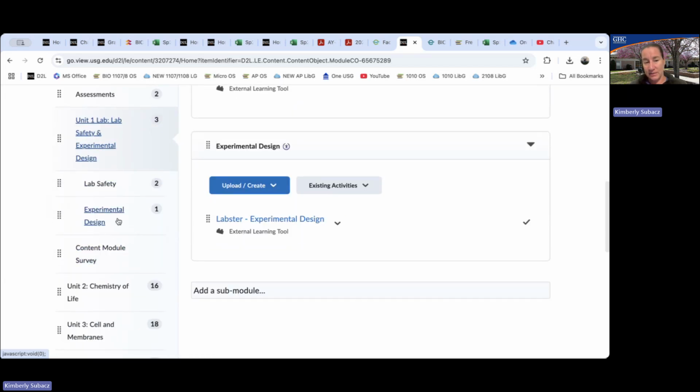So there's lab safety, and there's the experimental design, which is your second lab exercise for chapter 1, due there. At the bottom, some of them are going to have little surveys, so you can definitely feel free to fill those out.